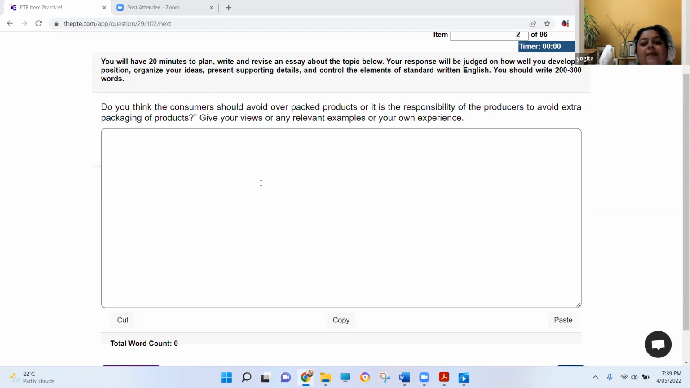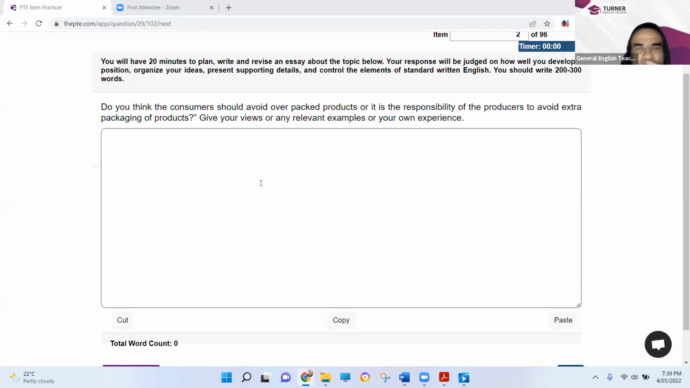Agreed that overpacked products should be banned by consumers or by producers. Okay, so you need to mention what. But as I said before, the computer does not understand meaning. All right, so this is grammatically correct. That's fine. I'll go with it.